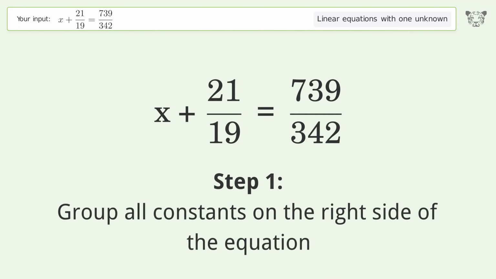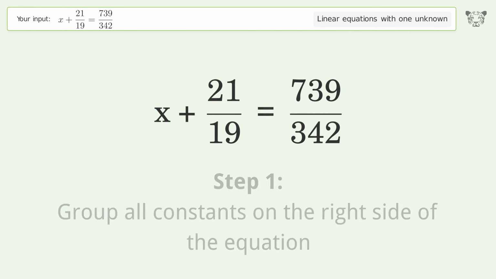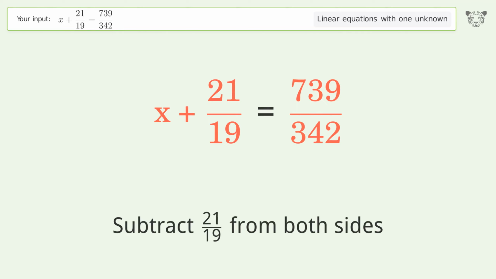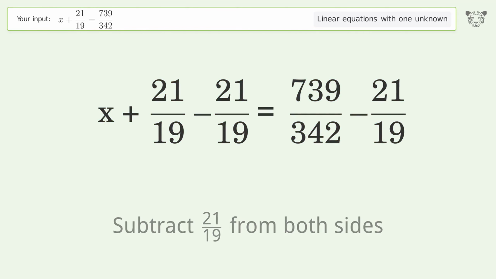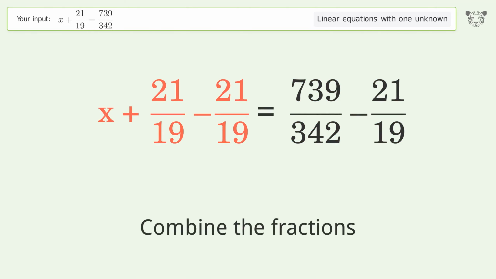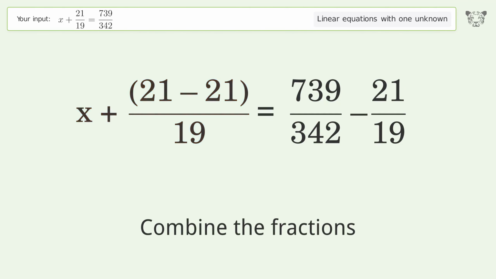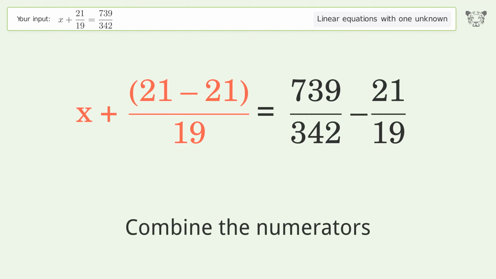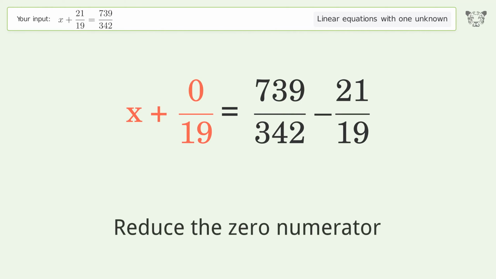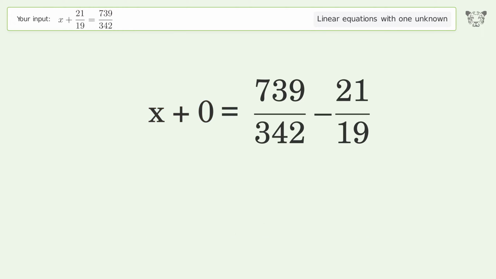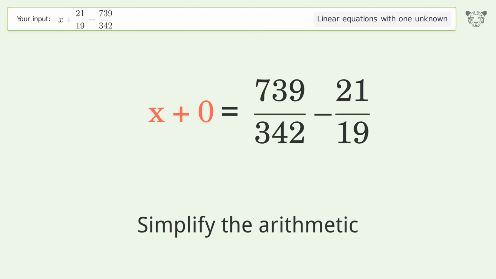Group all constants on the right side of the equation. Subtract 21 over 19 from both sides. Combine the fractions. Combine the numerators. Reduce the zero numerator. Simplify the arithmetic.